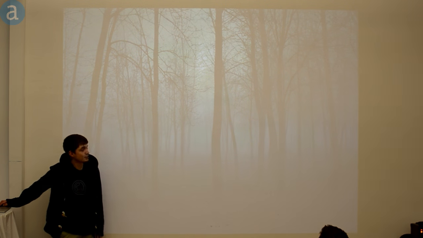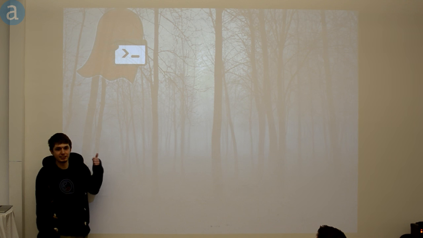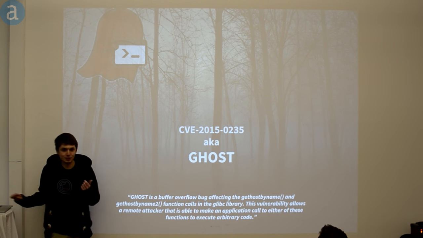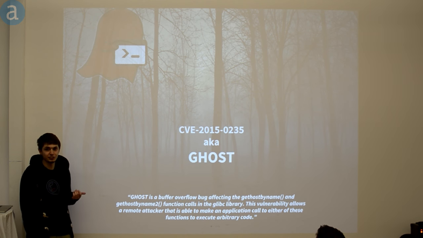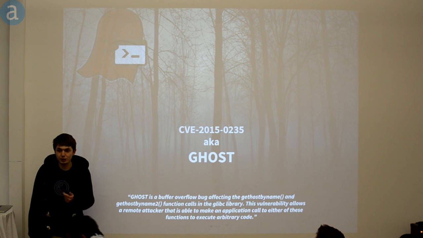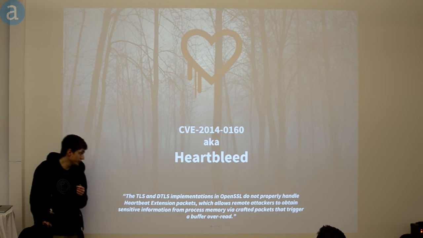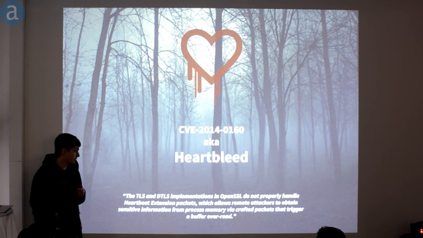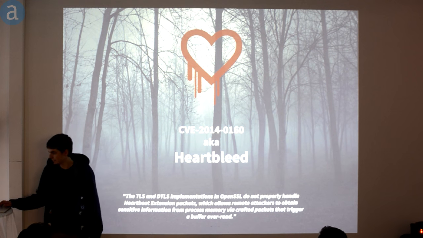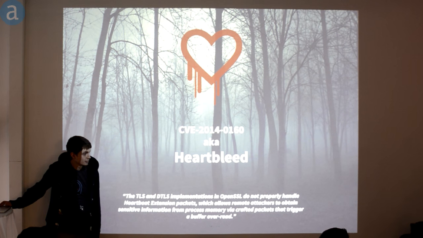But there are also some spooky things out there. Who can tell me who is this ghost up there? Anyone? Alright. So this is one of the most famous vulnerabilities that came out last year. And this is affecting glibc and could lead to remote arbitrary code execution. Here is another one called Heartbleed, which came out 2 years ago. This one is affecting some implementations of TLS. And this is a bit more bloody, actually.